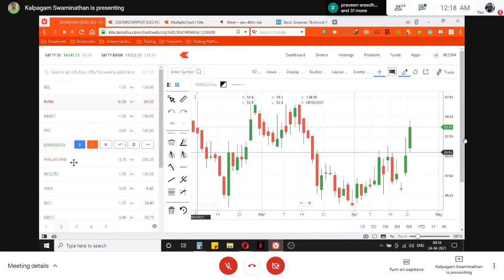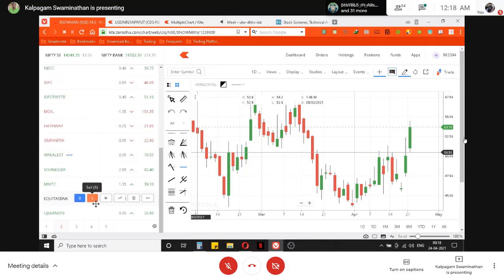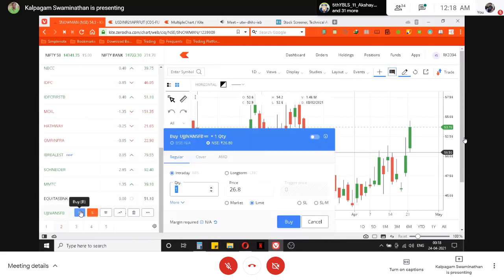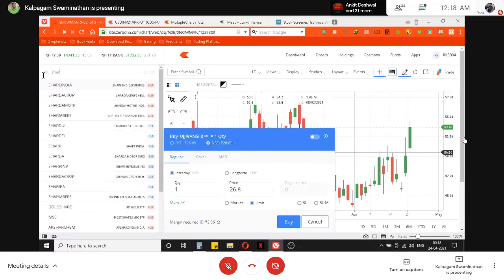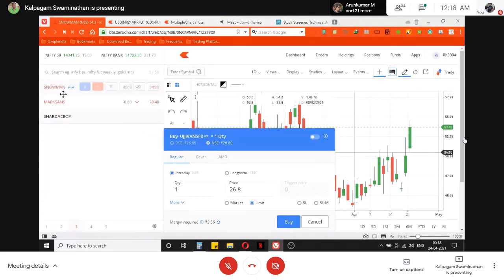Sir, excuse me. Please. Sir, can you kindly check one script, Sarda Crop? Today's stock structure, how we will trade according to our techniques. How is it spelled? S-A-R-D-A, Sarda Crop. Okay, got it.